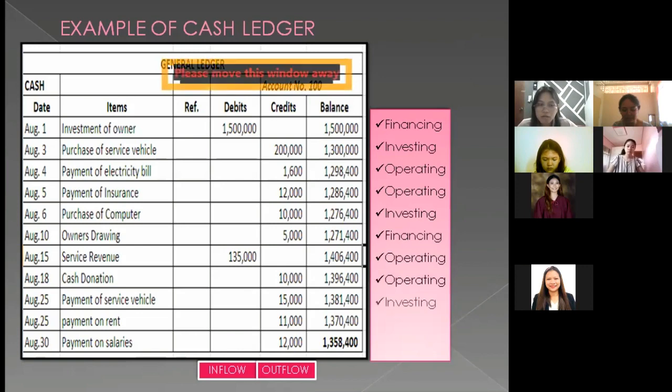Payment of service vehicle, investing. Payment on rent, operating. Tas payment on salaries, operating.